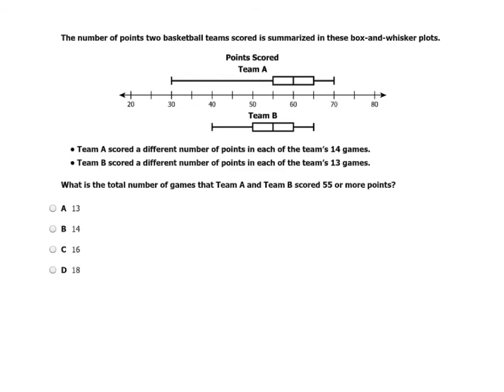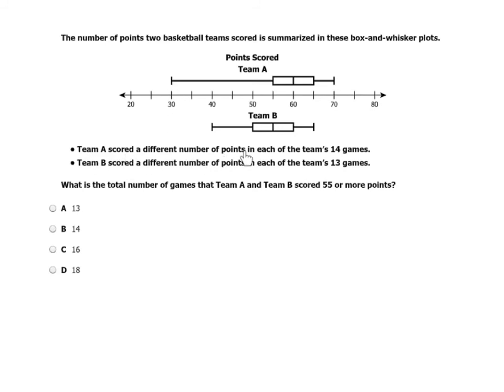Okay, sorry. The number of points 2 basketball teams scored is summarized in the box and whisker plot. So here's Team A, much bigger dispersion. So they had really good games, and then they had at least one really bad game. And then here's Team B, a little bit closer together, a little bit more consistent of a team, but they didn't have as good a game or as bad a game as this other team.